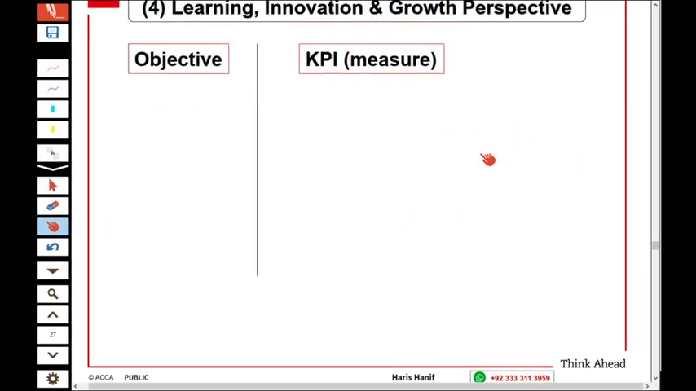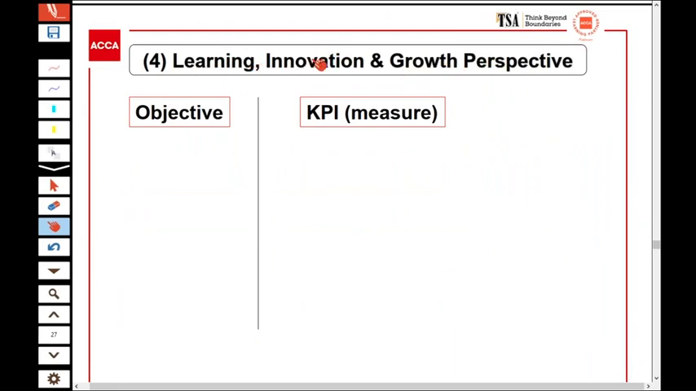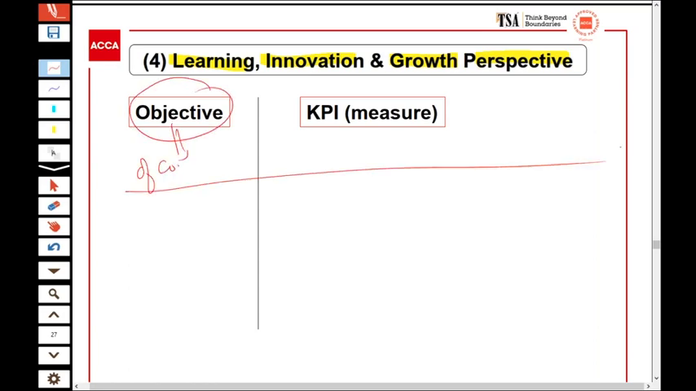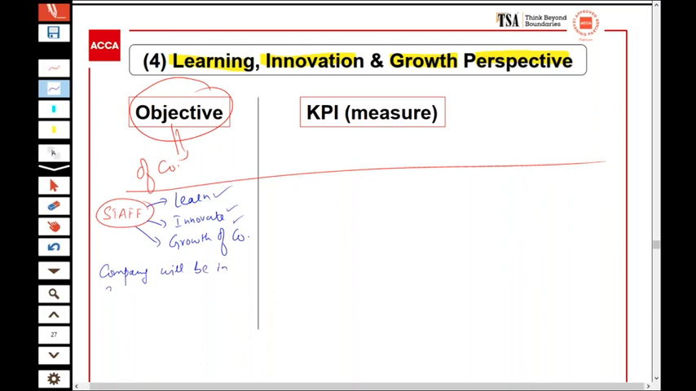Now, number 4 perspective is the learning, growth, innovation perspective. Now, what is the objective of the company? My objective is that my staff should learn, my staff should innovate, and then growth of the company. After learning and innovation, the company will be in a position to launch new products. That is the objective of the organization.